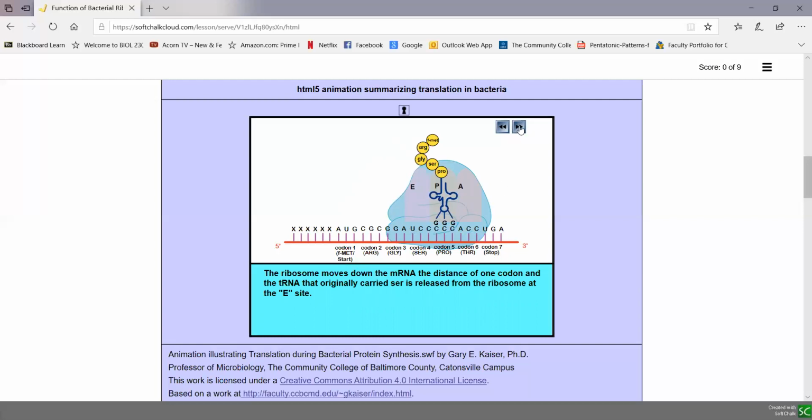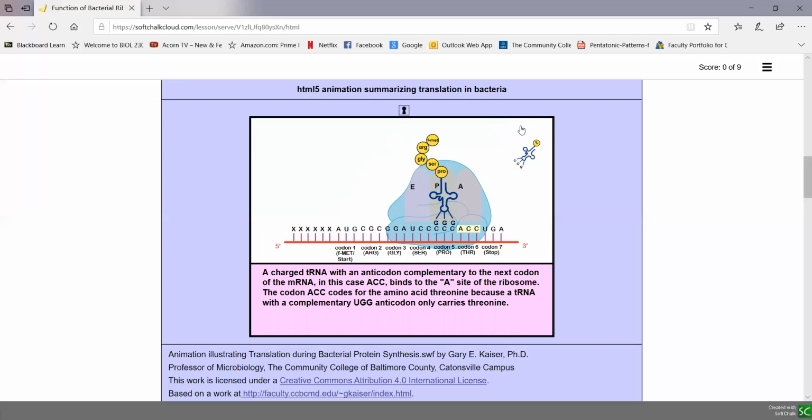And only a transfer RNA carrying threonine will have a complementary anticodon, in this case UGG, that can hydrogen bond with the ACC codon. Only a transfer RNA carrying threonine can attach to that codon. Now again, the growing polypeptide chain on the P site forms a peptide bond with the newest amino acid, in this case threonine, at the A site, leaving the old transfer RNA at the P site.